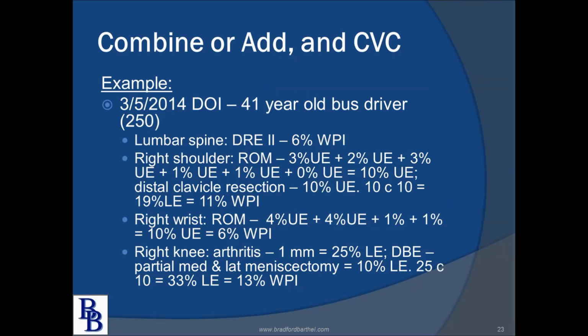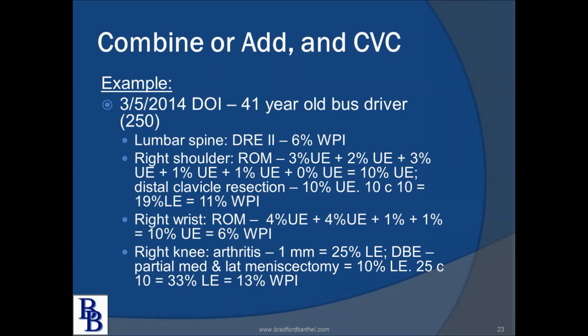Right shoulder, range of motion, the doctor has given us these upper extremity values for the 6 different motions. We add those up. The doctor also has done an arthroplasty, a distal clavicle resection, and offers 10% upper extremity for that. So we have range of motion method for evaluating the right shoulder, 10% UE. We have arthroplasty, distal clavicle resection, for the same right shoulder, 10% UE. That's all we have for the right shoulder. We combine those upper extremity impairment values.